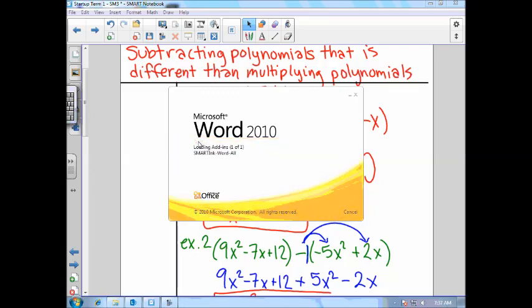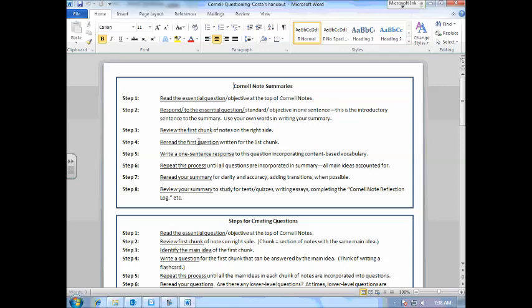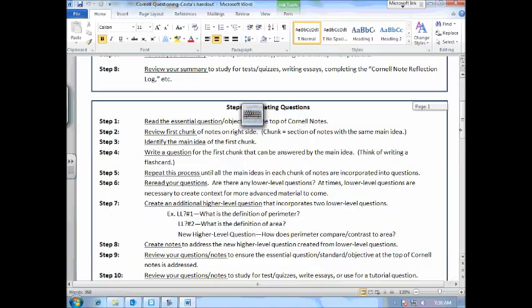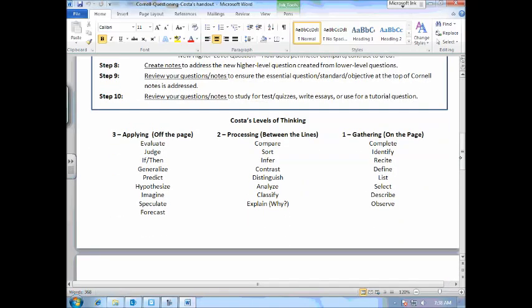Okay, so I don't want all of our questions to be a level 1. There's level 1, level 2, level 3. And level 1 is when you just regurgitate information, like telling the definition or listing the steps. Complete, identify, recite, define. Those are level 1s. So we want to try to do more level 2s and level 3s.